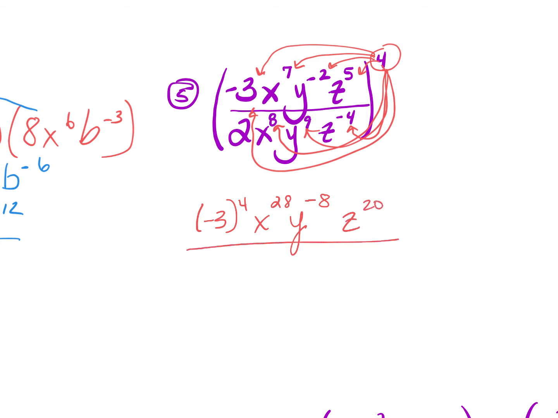Good. Now on the bottom, I have 2 to the 4th power. I'm just going to write it out. Then I have 8 times 4. What's 8 times 4? 32. Good. Then I have y to the 9th. So 9 times 4 is 36. Then I have z to the -4. -4 times -4?